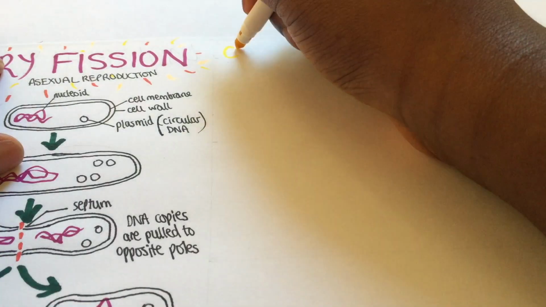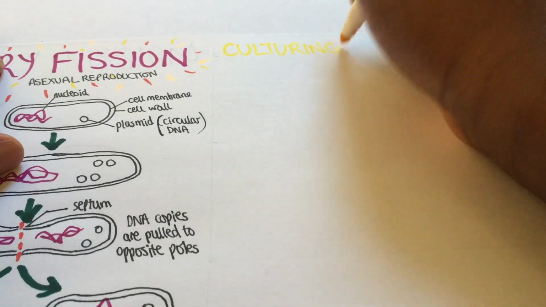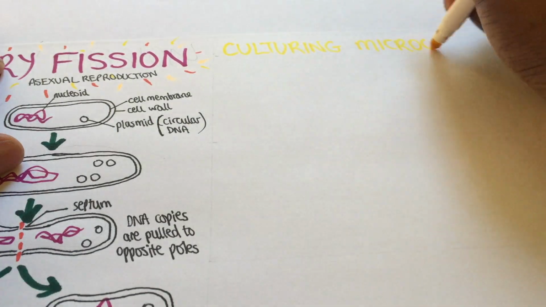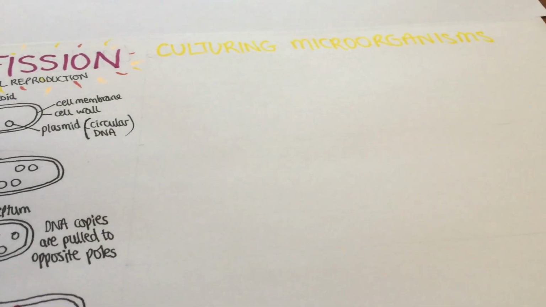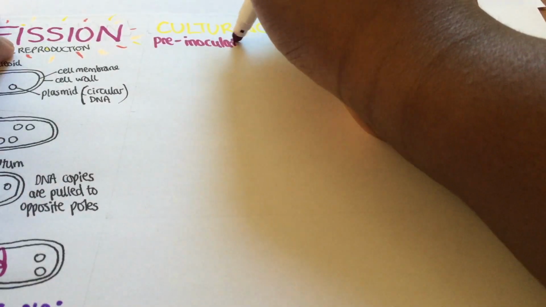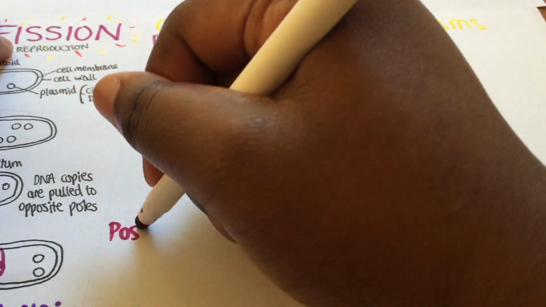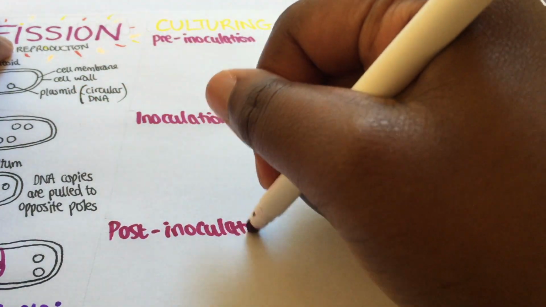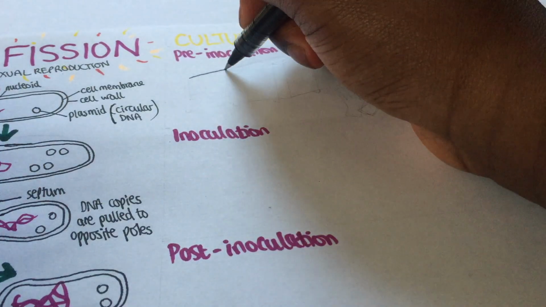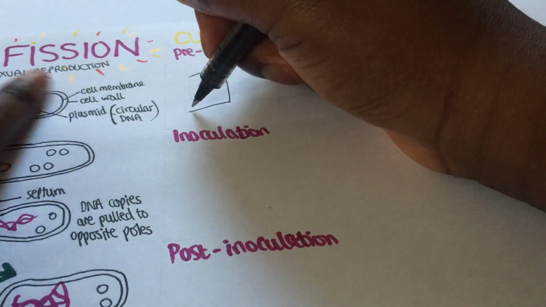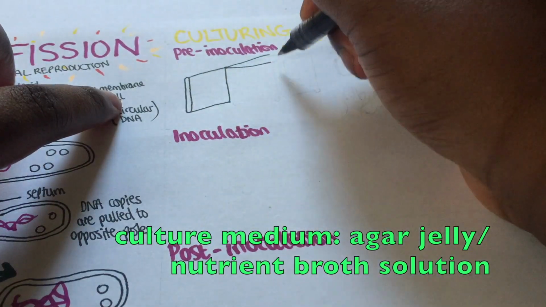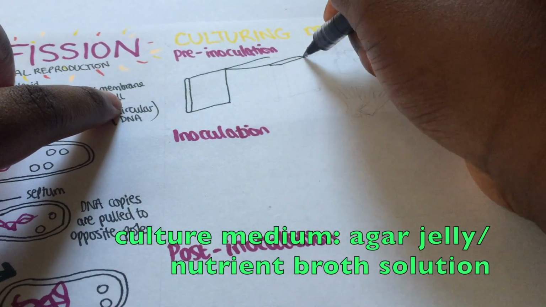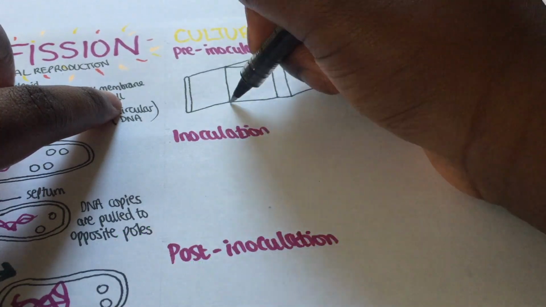You may have cultured microorganisms on an agar plate in your science practicals. But if you are asked to describe how one should prepare an uncontaminated bacterial culture, you must be able to describe aseptic techniques and explain why these steps are done. Bacteria can be grown in a culture medium which contains carbohydrates, proteins, minerals, and vitamins, which are required for growth. The culture medium can be either solid agar jelly on an agar plate or nutrient broth solution.